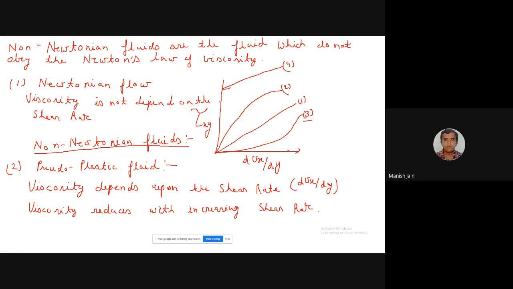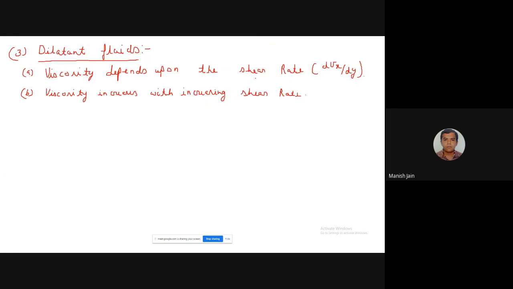So Bingham plastics are the material which requires some initial force to flow. It is gel type, like toothpaste. These are examples of the Bingham plastics. Initially it will remain without any shear rate, as a solid material. When you push the material, when you force the material with more than a certain amount of force, then it will start to show fluid like behavior. Otherwise it will remain as a solid material. So curve 4 represents the Bingham plastic.